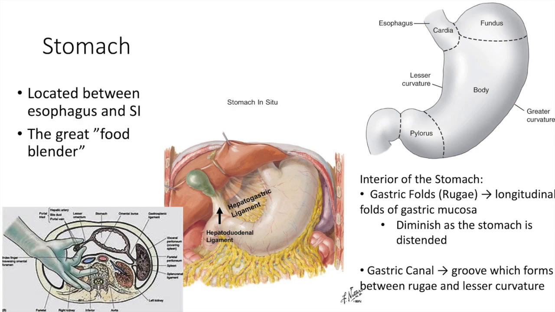In the inferior of the stomach, there are gastric folds called rugae, and they're longitudinal folds of the gastric mucosa. And then they diminish as the stomach is distended. So as our stomach gets bigger, you're not going to see as many folds, which makes sense because it's stretching apart. The gastric canal is the groove that forms between the rugae and then the lesser curvature.